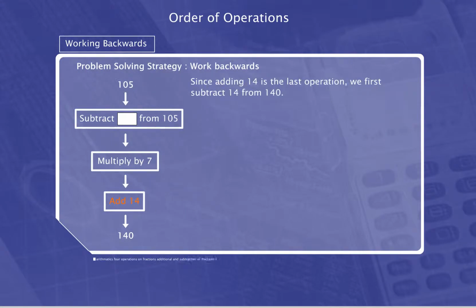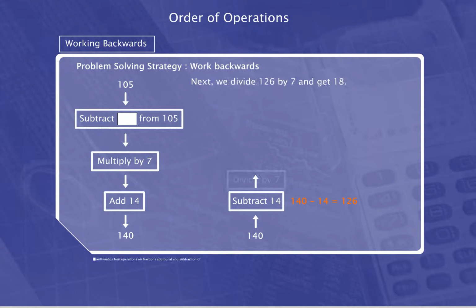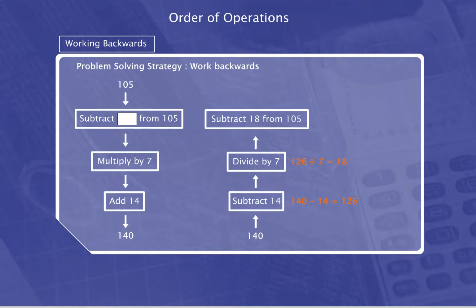Since adding 14 is the last operation, we first subtract 14 from 140. Next, we divide 126 by 7 and get 18. Finally, we subtract 18 from 105. The missing number is 87. Let's try one more question together.